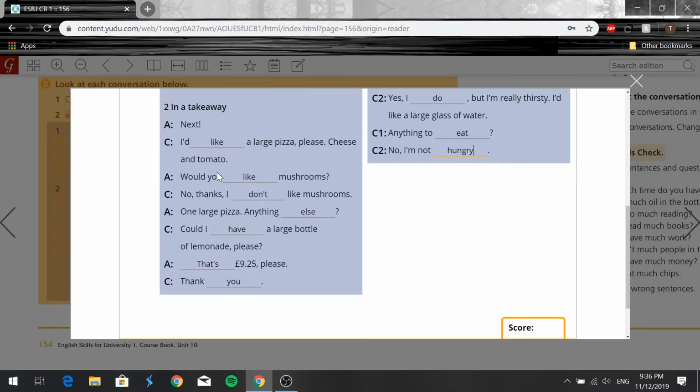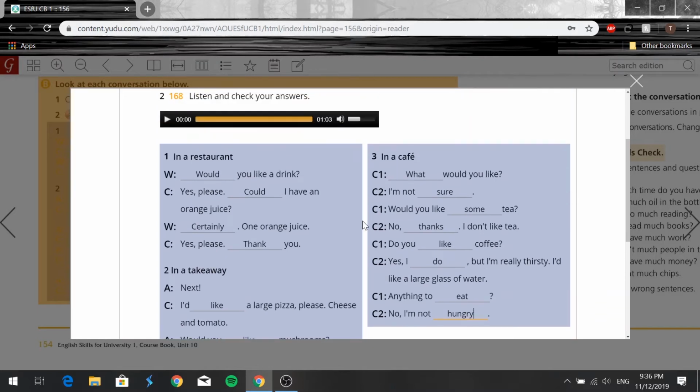Next, I'd like a large pizza, please. Cheese and tomato. Would you like mushrooms? No thanks, I don't like mushrooms. One large pizza. Anything else? Could I have a large bottle of lemonade, please? That's 9.25 pounds. Please. Thank you.